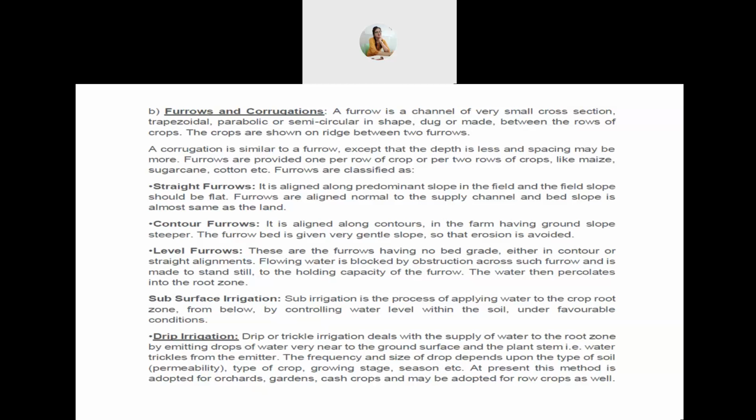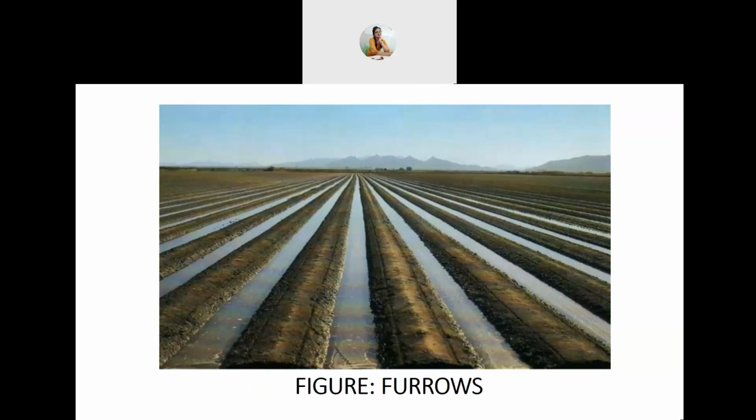Drip or trickle irrigation deals with the supply of water to the root zone by emitting drops of water very near to the ground surface and the plant stem, that is, water trickles from the emitter. The frequency and size of drop depend upon the type of soil, type of crop, growing stage, season, etc. At present, this method is adopted for gardens, cash crops, and may be adopted for root crops as well. This is a figure showing furrows.